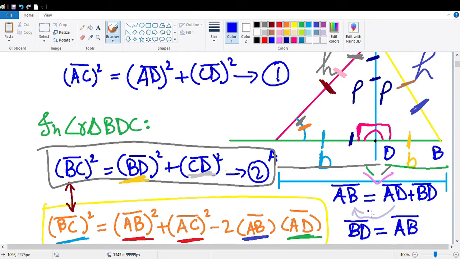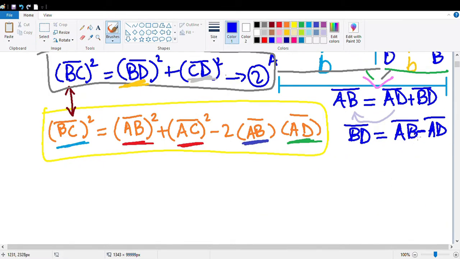I'm writing BD over here. It doesn't really make a difference, but whatever term we want the value of, we want that term to be positive. We don't mind whether the other terms are negative or not. AB is over here, its sign is not going to change. AD is going to the other side, where AB is. AD is positive over here, but when it goes to the other side, its sign will change. It will become minus AD. So BD is equal to AB minus AD.